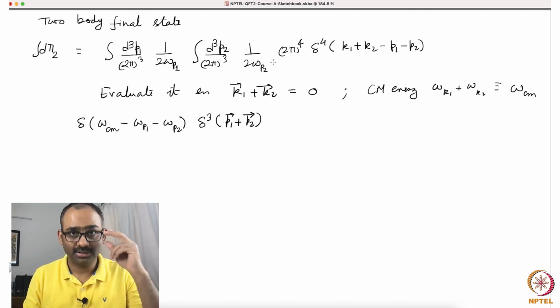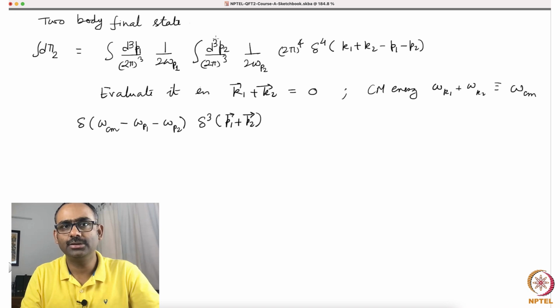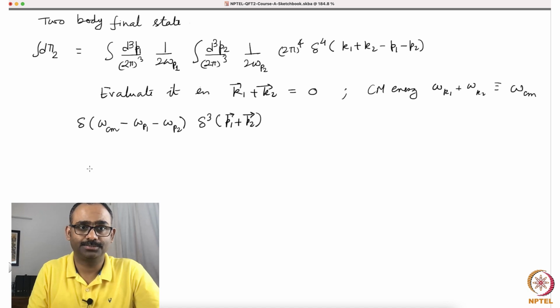Now, as I have said repeatedly, the moment you have delta functions, it's easy to integrate. So let's integrate over d cube p2 and use up this delta function. Doing so, we will put p2 equal to minus p1 wherever p2 appears, which is here in 1 over 2 omega p2, and also in this delta function. So these 3 delta functions will be used up, 1 delta function will be left, and all p2s will get replaced by p1. So what you get is the following.